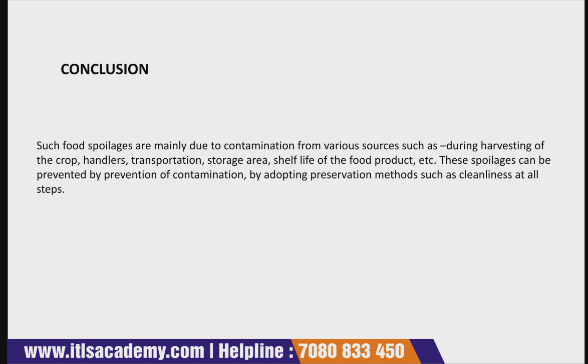Such spoilage is mainly due to contamination from various sources, such as during the harvesting of the crop, handlers, transportation, storage area, shelf life of the food product, etc. This spoilage can be prevented by preventing contamination, by adopting preservation methods such as cleanliness at all the steps.